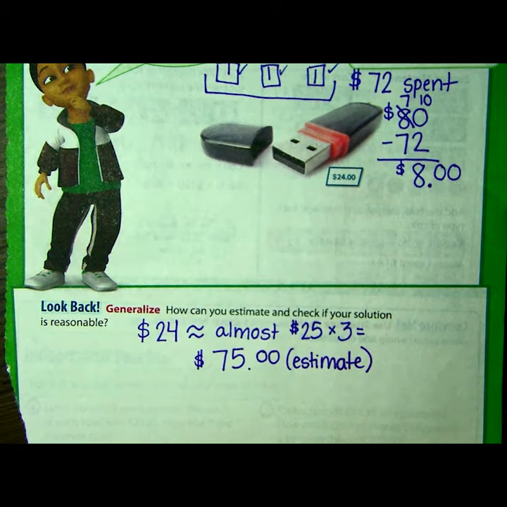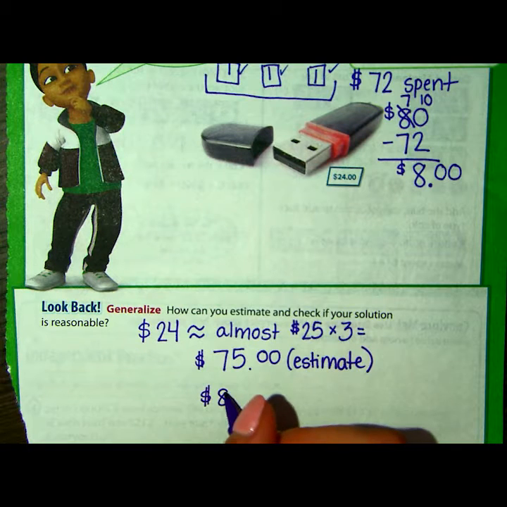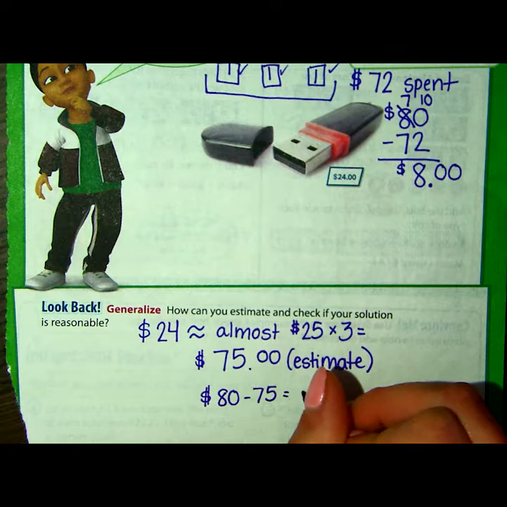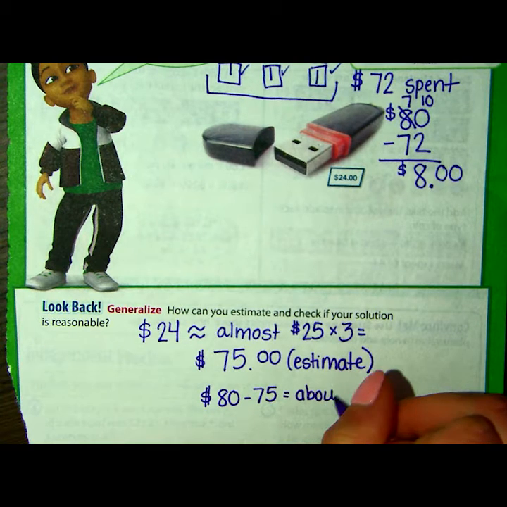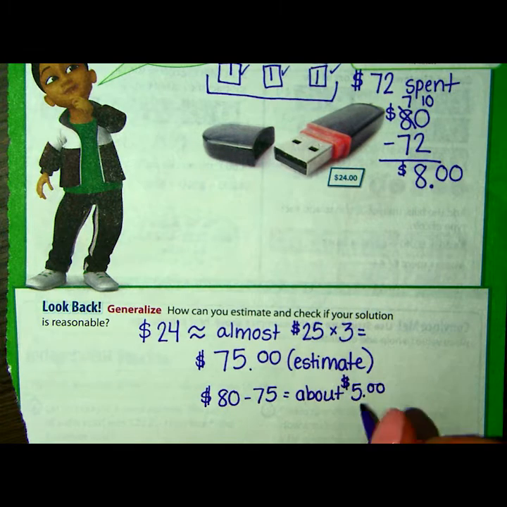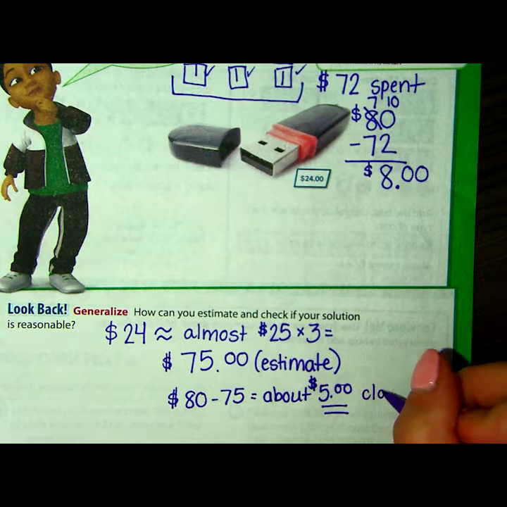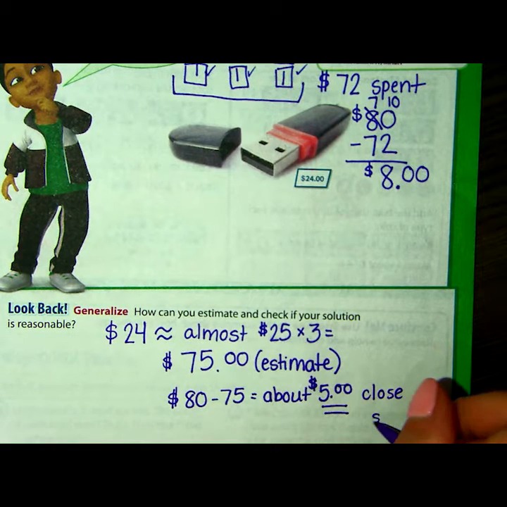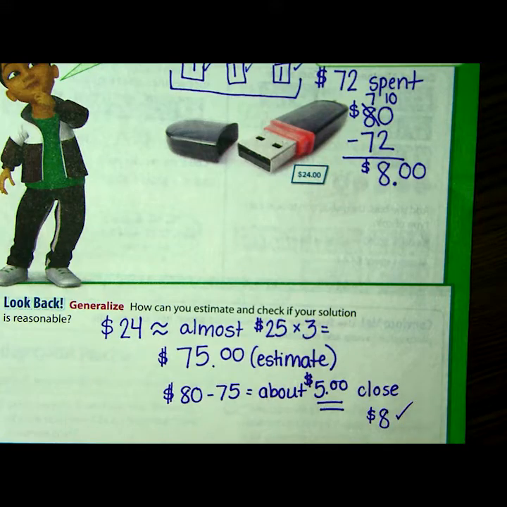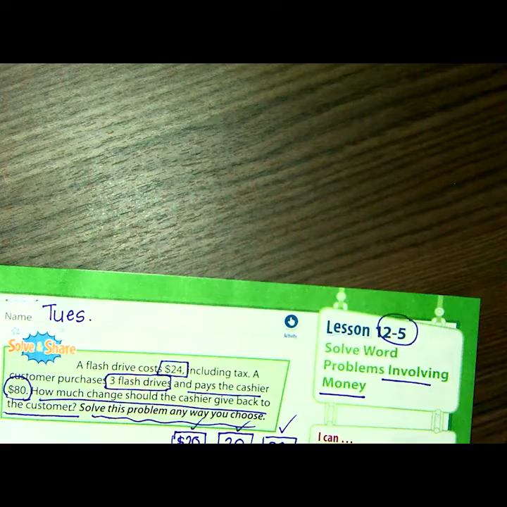So if we want to know how much change, then 80 minus 75 would be about $5. And $5 is pretty close to my total, which was 8. Therefore, my answer is pretty reasonable. Let's turn the page. We're going to do another example.